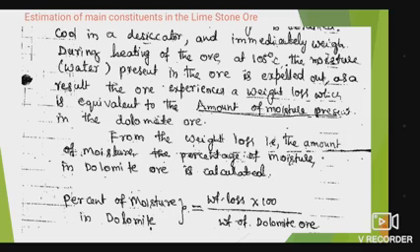From the weight loss, the percentage of moisture in the dolomite or limestone ore is calculated. Percentage of moisture in dolomite or limestone is equal to weight loss into 100 divided by weight of dolomite or limestone ore. So what do we have to do for the estimation of moisture in the ore?